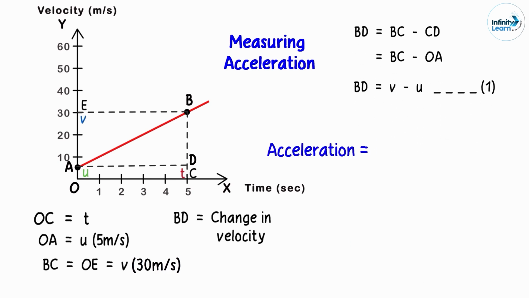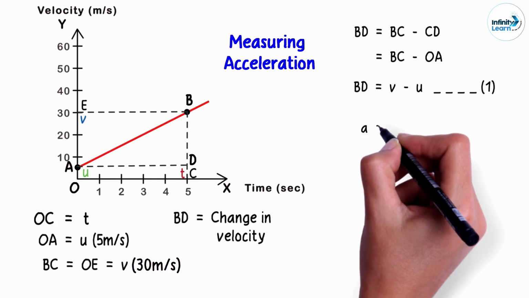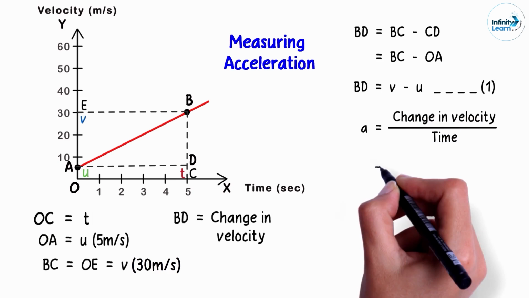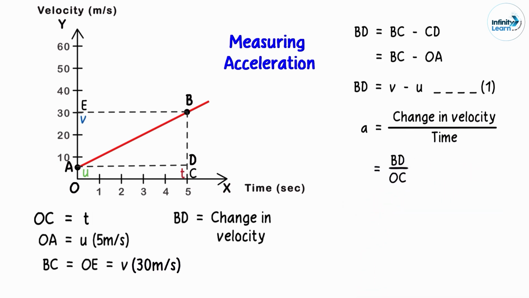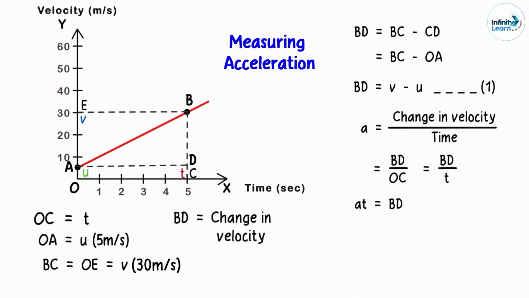Now what is acceleration? It is change in velocity over given time. So that gives us another equation. a equals change in velocity over time taken. Change in velocity, as we know, is BD, and the period of time is OC. We get the equation a equals BD over OC. Now we have a equals BD over t, which can be written as at equals BD. We call this equation 2.